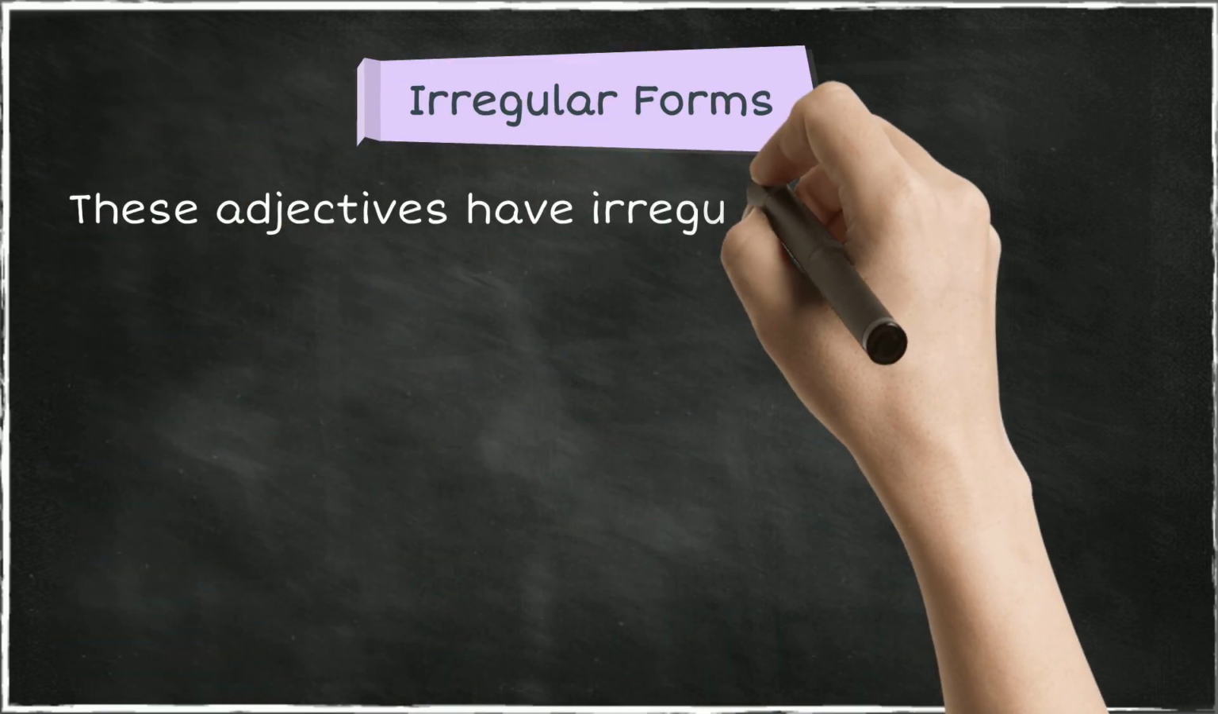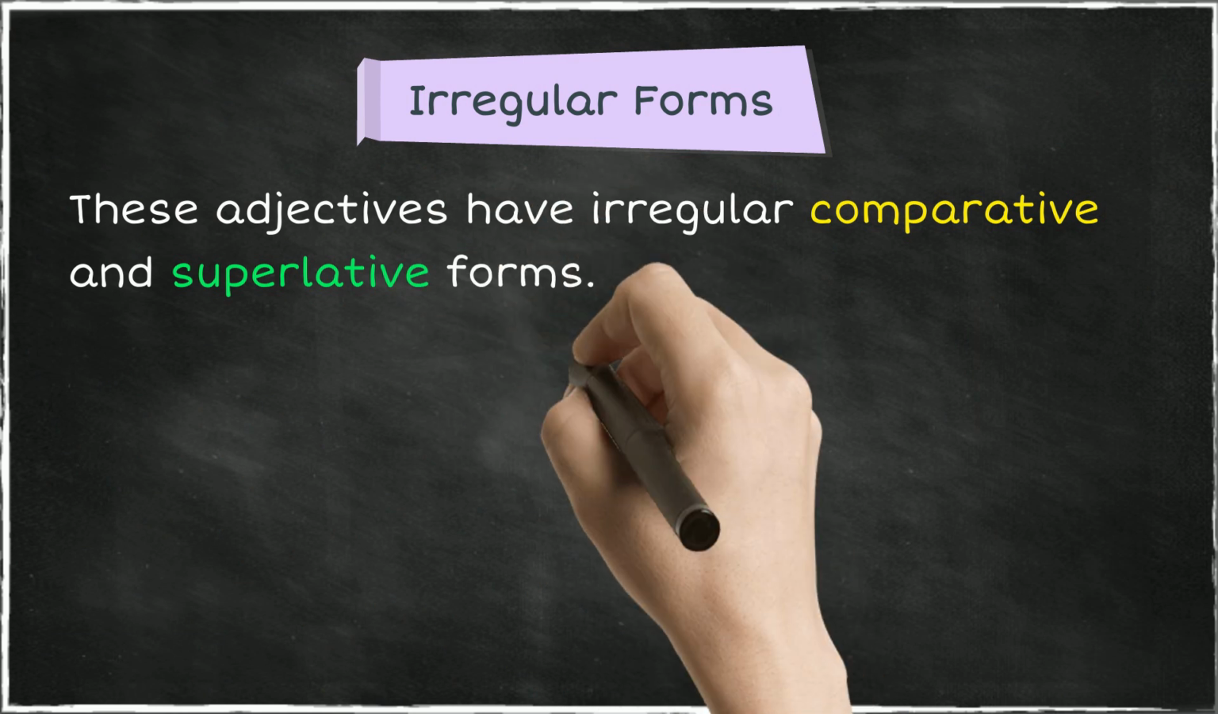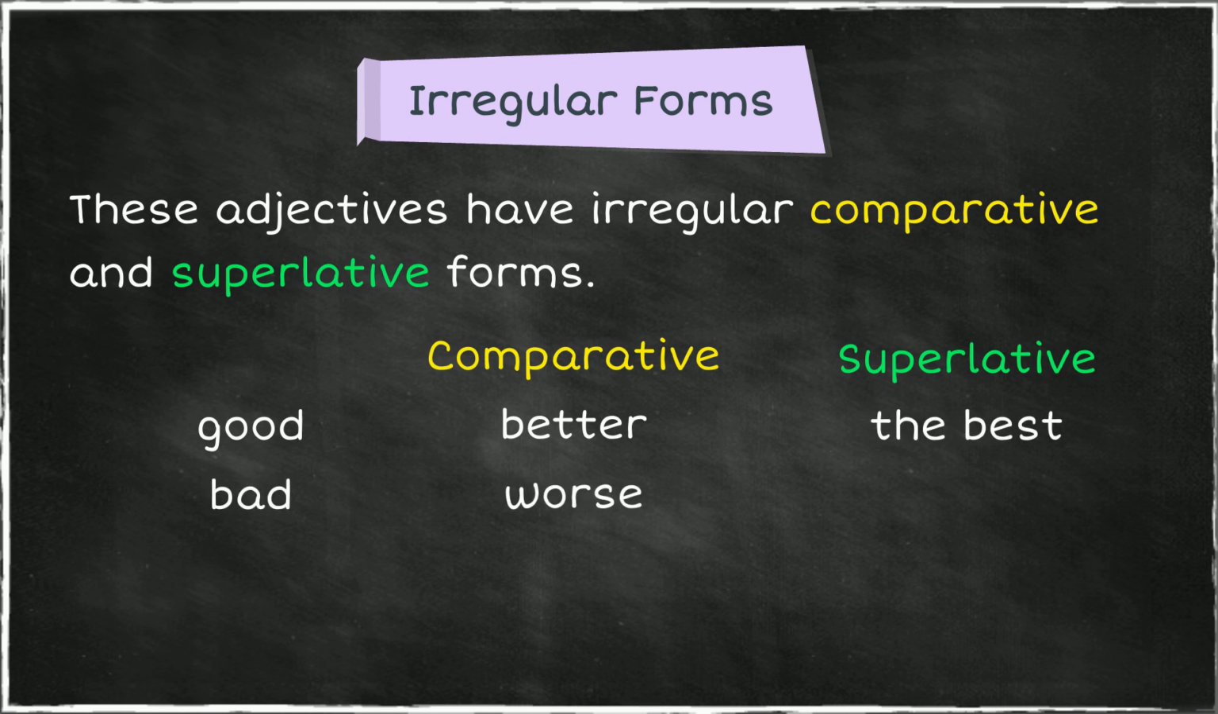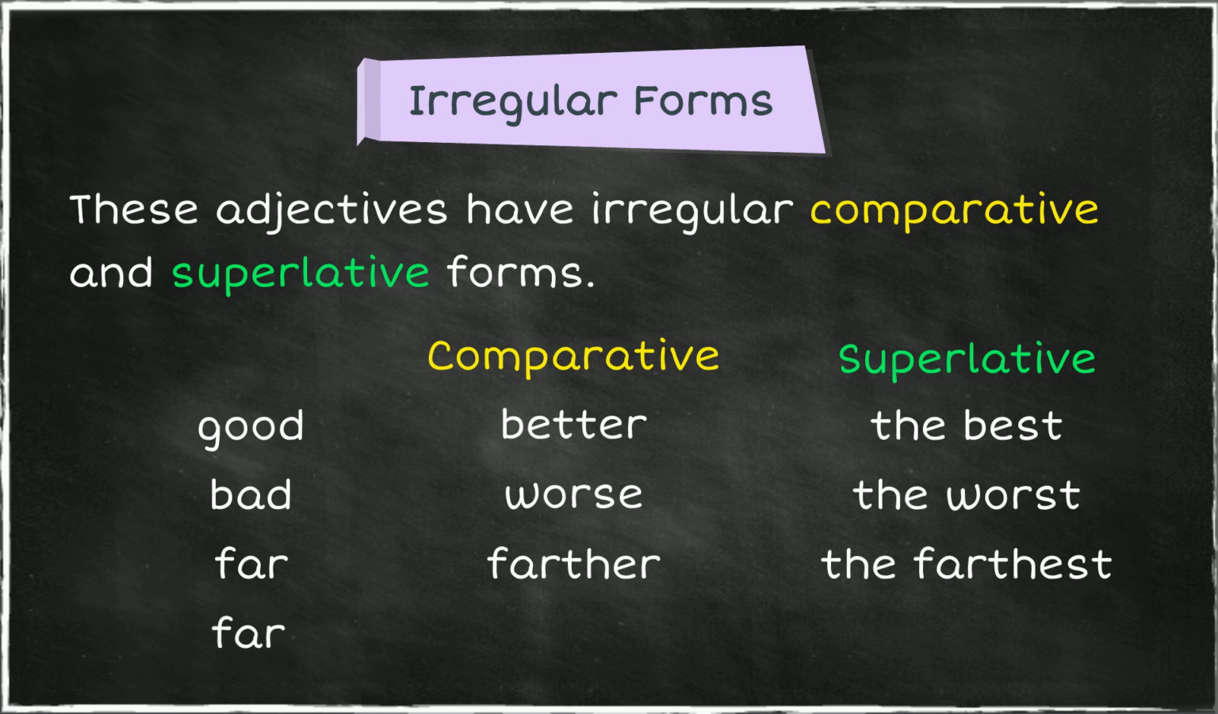These adjectives have irregular comparative and superlative forms. Good, better, the best. Bad, worse, the worst. Far, farther, the farthest, or far, further, the furthest.